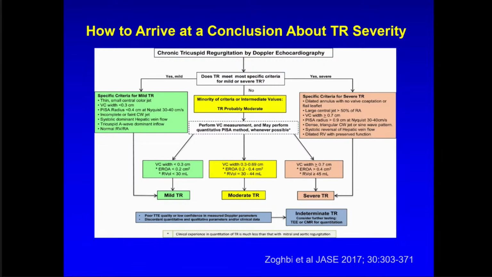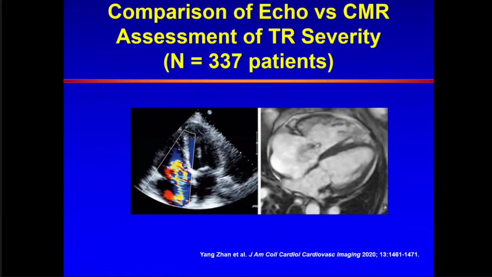And again, the approach relied on looking for specific criteria of severe TR, which if met, you assign the severity of TR. If mild, if met, mild TR, although they do not give it a hierarchical approach and they do not tell you which is more reliable than another. But in between, they recommend the use of the vena contracta and the PISA and the color Doppler measurements.